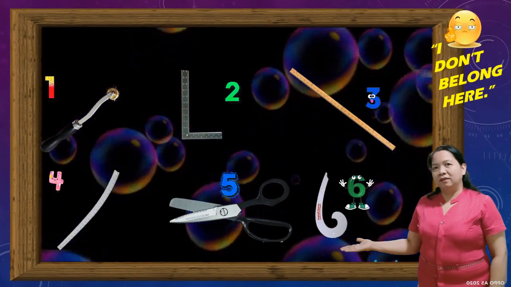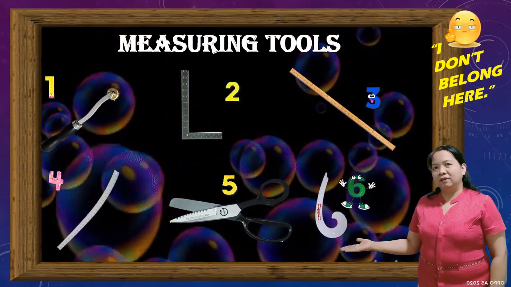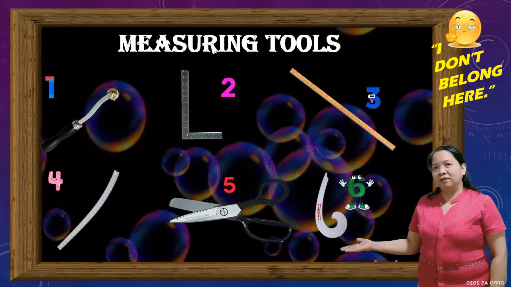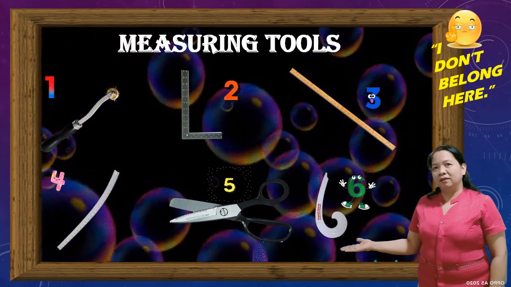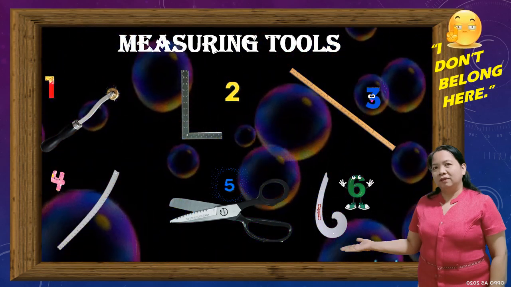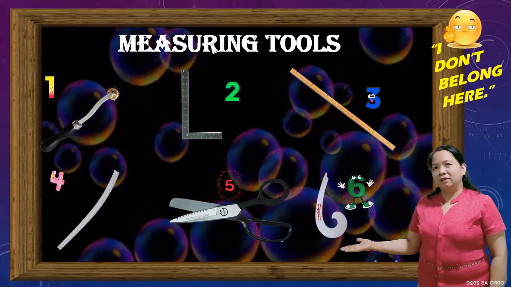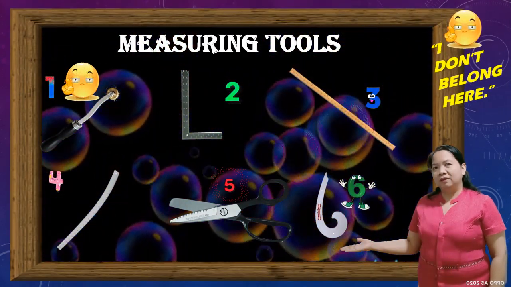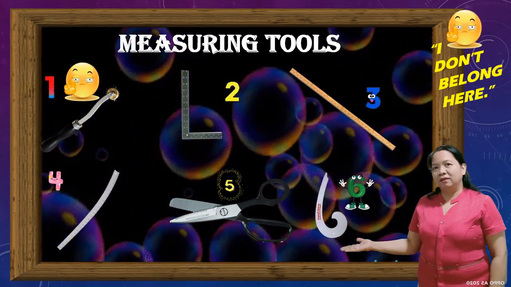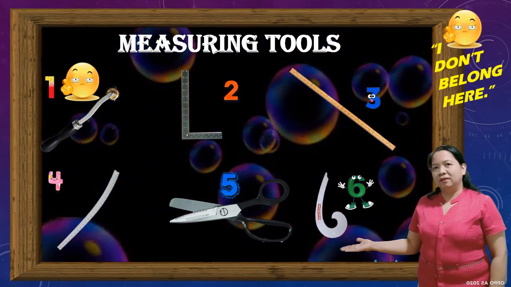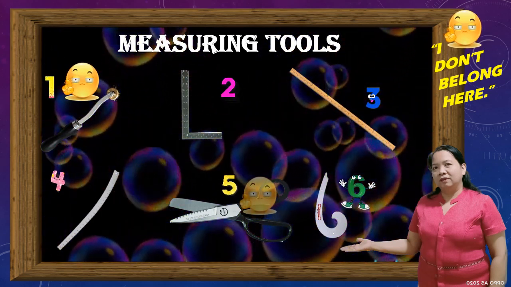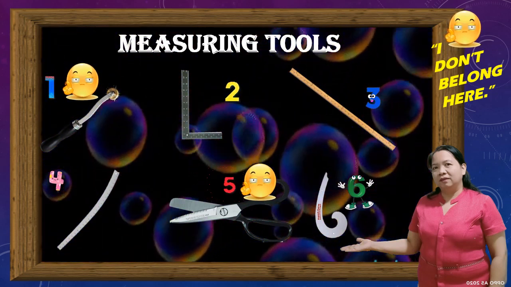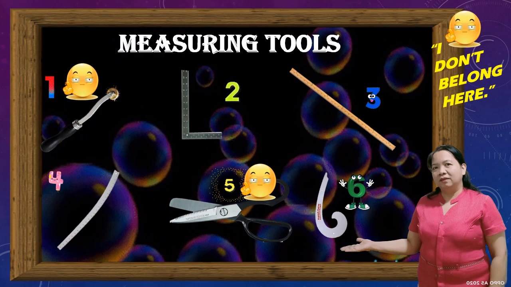Which of the following are not measuring tools? Look closely. Which one? Are you sure with your answers? Let's find out. Very good. This tracing wheel should not belong here. What else? Correct. This leather scissors should not belong here. Good job! Let's proceed.